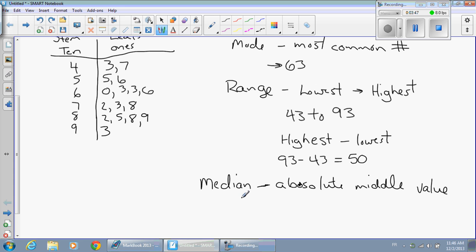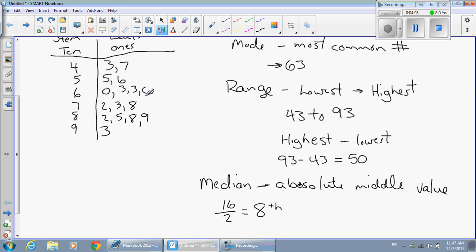So when we calculate the absolute middle value, we calculate the number of values and divide by 2. So in this case, we have 1, 2, 3, 4, 5, 6, 7, 8, 9, 10, 11, 12, 13, 14, 15, 16 values. Take 16, divide by 2. The 8th value is our middle value. So 1, 2, 3, 4, 5, 6, 7, 8.